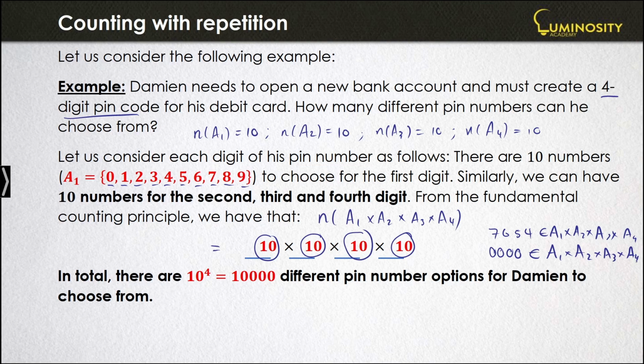So the summary here is that when you count with repetition, you're allowed to use the same objects in multiple events, and by the fundamental counting principle, we multiply those numbers of objects together to get the total number of elements that we can have.